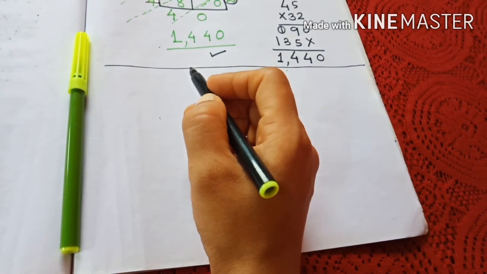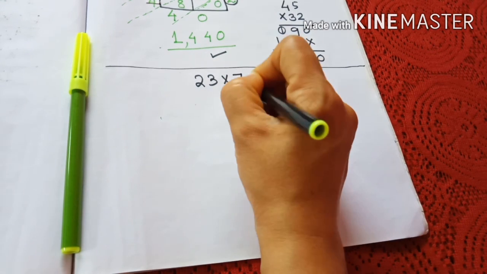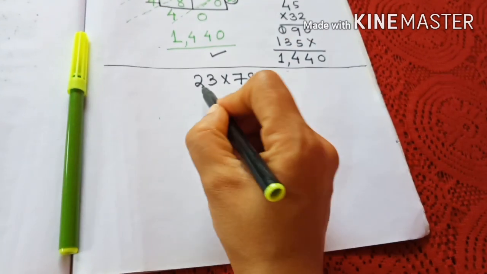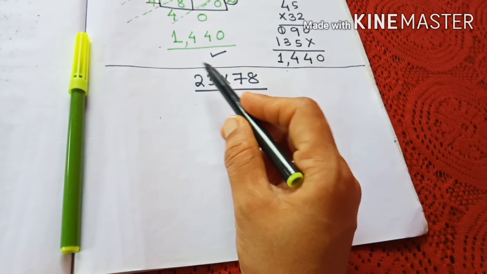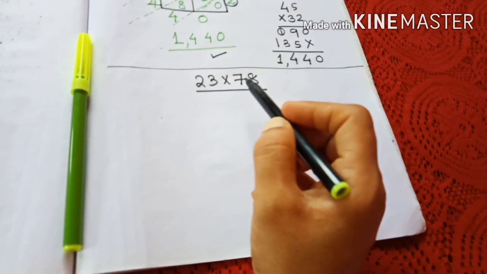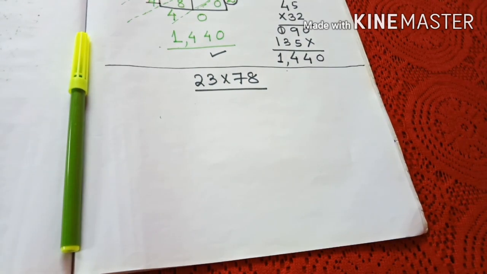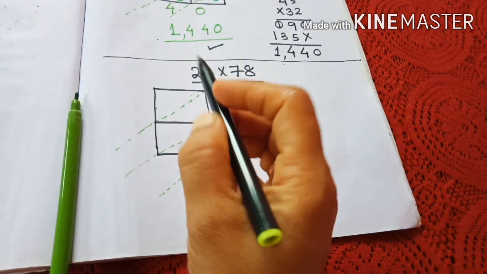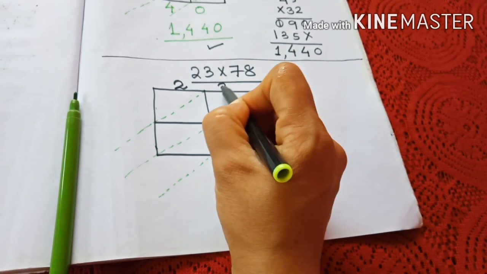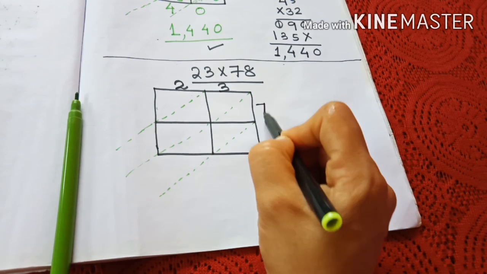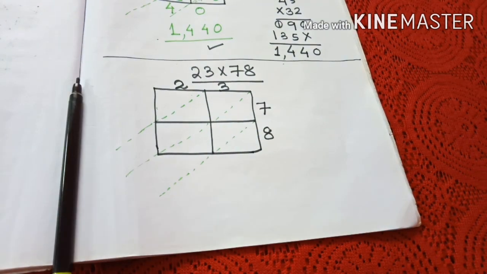The second question is 23 multiplied by 78. We will do the multiplication of 23 multiplied by 78. The first factor here is 23. The second factor is 78. Let us do it using the lattice multiplication method. The same way here also we will write the first factor at the top, the second factor on the right side. Okay, and we will start the multiplication.